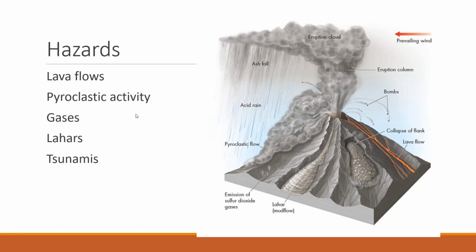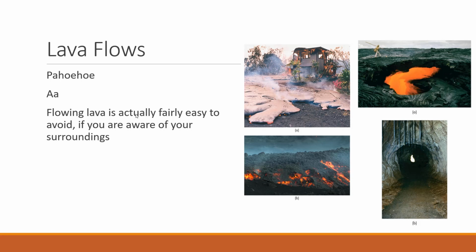We also have gases. Gases are important for the evolution of the planet, but they can be dangerous. We can have a specific type of event called a lahar. We'll learn more about movements of materials next week, but a lahar is a specific type of movement of earth materials due to a volcano. And then we can have tsunamis. We already learned about tsunamis, but if you have that material going into the water, it can generate a tsunami. The lava flows are obviously where you have the molten material moving across the surface.